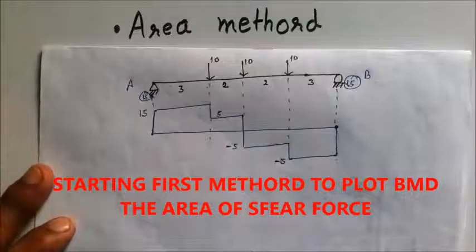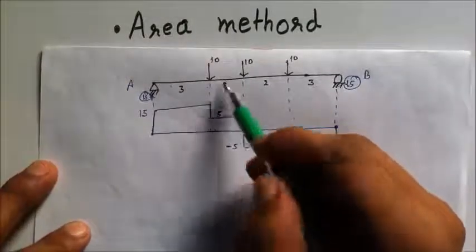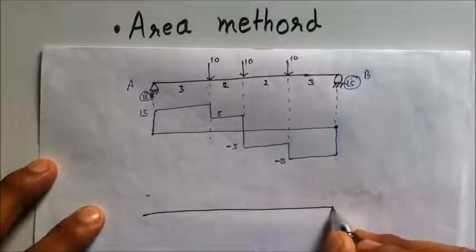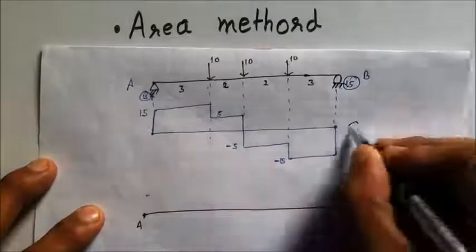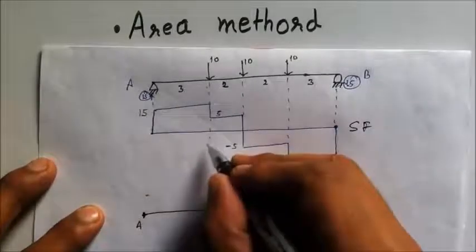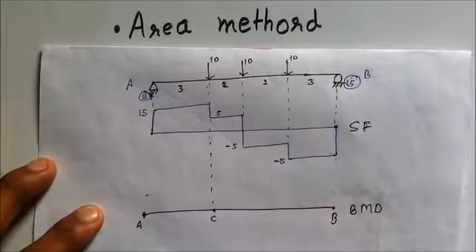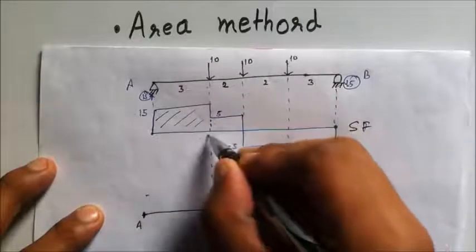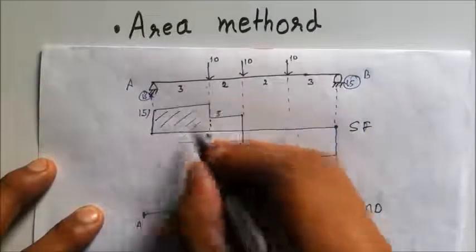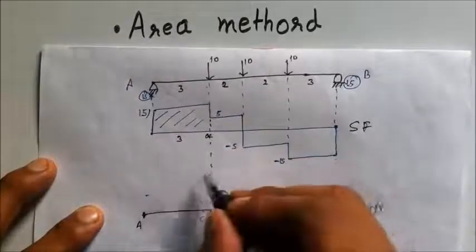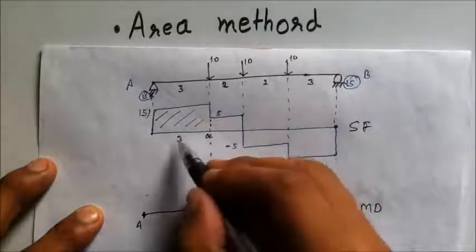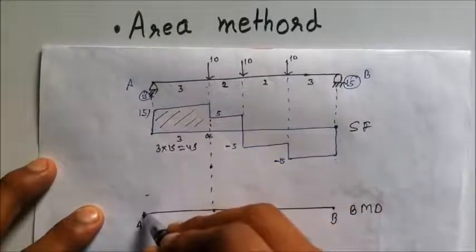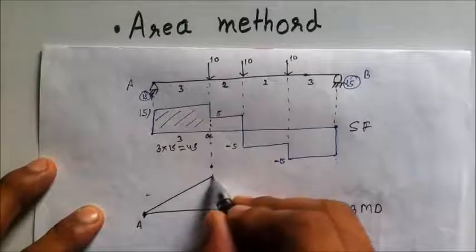The first method to compute bending moment is the area method. In this method, we calculate the area of the shear force diagram and then plot the bending moment. I am considering this as a reference line of my bending moment diagram. Starting with point A, from point A to the next loading point, let me consider it as C. I will be calculating the area under the bigger rectangle AC. The height of this rectangle is 15 and the length of this rectangle is 3. So the bending moment at point C will be 3 cross 15, that is 45, and now I will be having a straight line till 45.